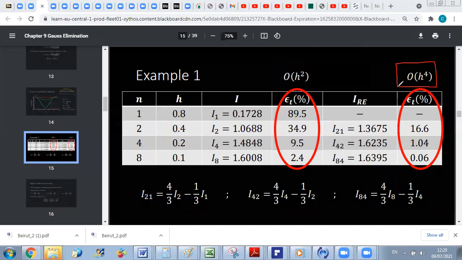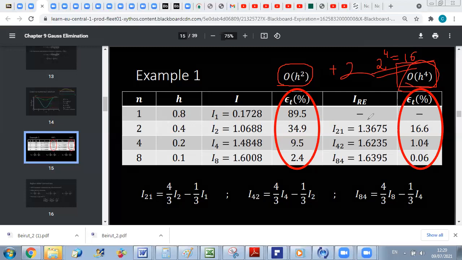And I expect that, because we said that using the Richardson extrapolation we gain 2 orders of accuracy, instead of having the error proportional to h squared, it's now proportional to h to the power 4. Therefore, I expect that when I double the number of segments, so when I divide h by 2, my error will be divided by 2 to the power 4, so by 16, which is very powerful. This is why Richardson extrapolation is a very powerful method.